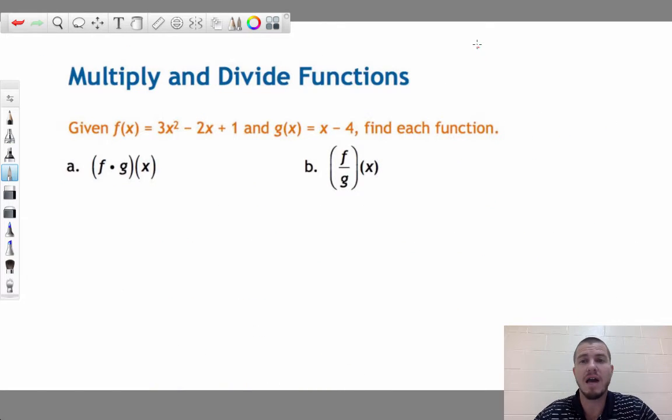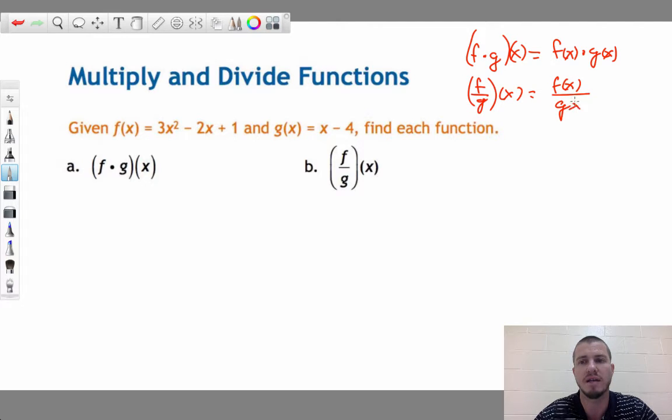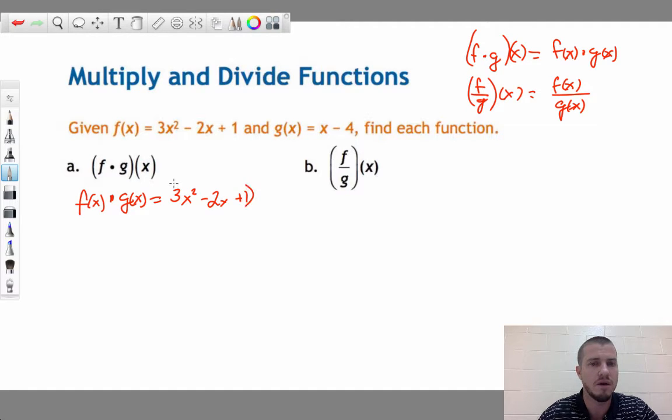So for multiplying and dividing, it's the same concept. f times g of x is going to equal f of x times g of x. So you multiply the two together, and f divided by g of x is going to equal f of x divided by g of x. And you just write those two that same way. So for this one, I'm going to have the f of x function multiplied with the g of x function, which is going to be 3x squared minus 2x plus 1 multiplied with x minus 4.